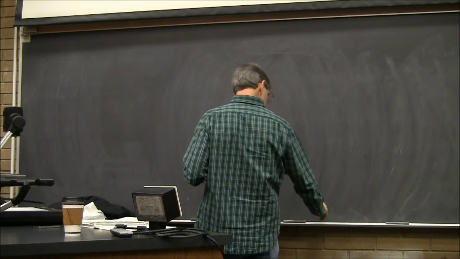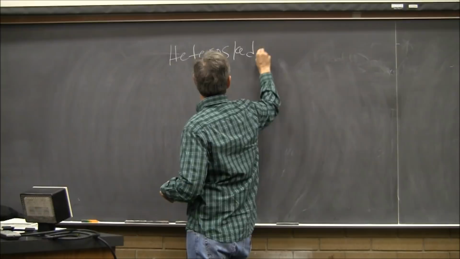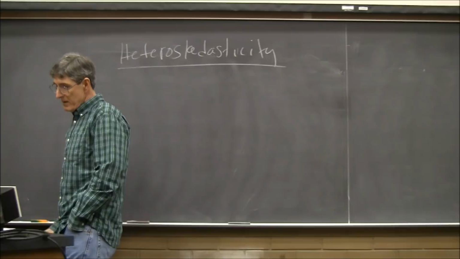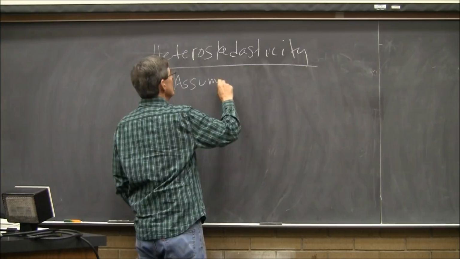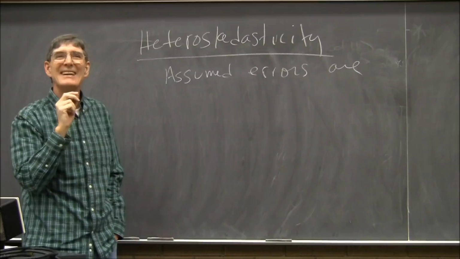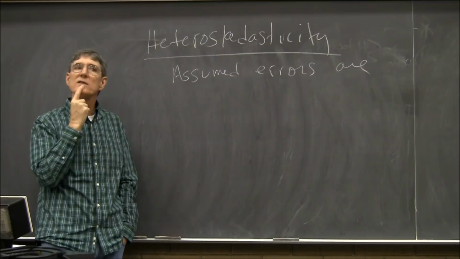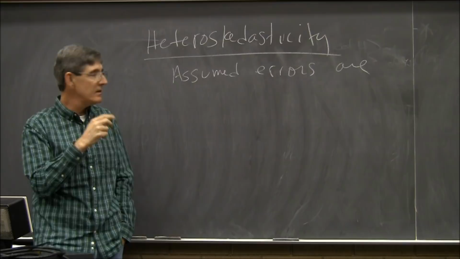Heteroscedasticity. Unequal variances is essentially what we're trying to say there. One of the assumptions that we've made is that the errors are, did you cover IID in 420? What's IID mean? Independent and identically distributed. So one of the strong assumptions that we make is that the error terms are independently and identically distributed. So we've assumed that they're IID.